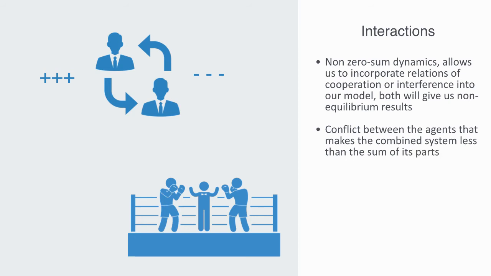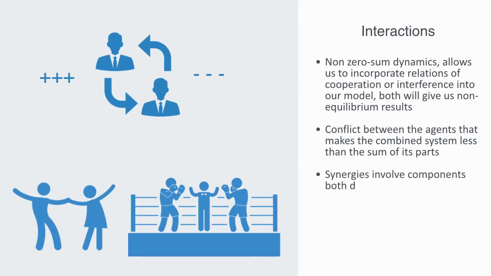As an example of this, we might think about price wars between different businesses. Inversely, cooperation is a form of synergistic interaction between agents. Synergies involve the components both differentiating their functions and combining them towards common ends. Through synergies, value is added to the composite organization. Through these relations, we get an organization that is greater than the sum of its parts.